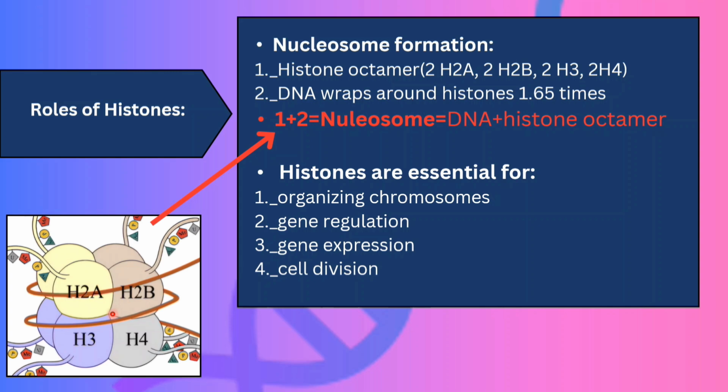Here is a breakdown of their key roles. Nucleosome formation. Histone octamer. Histones form a core structure called the histone octamer, consisting of two copies each of four core histone proteins, H2A, H2B, H3, and H4. DNA wrapping. The DNA double helix wraps around this histone octamer approximately 1.65 times, forming a structure called the nucleosome. Also, histones are essential for organizing chromosomes, gene regulation, gene expression, and cell division.